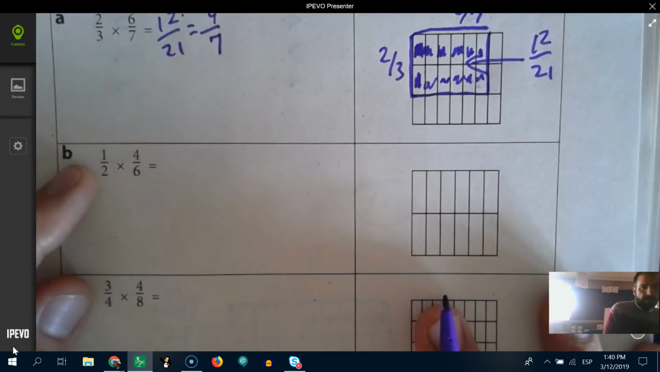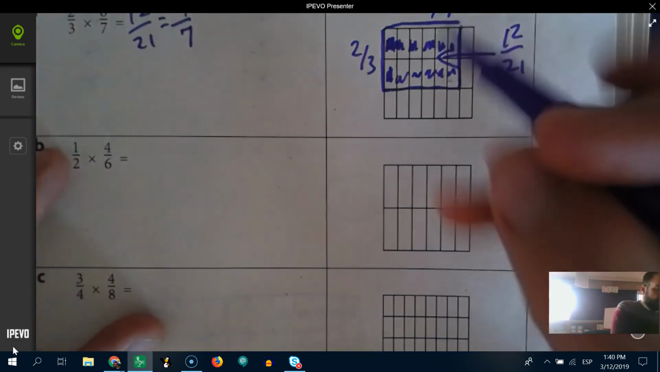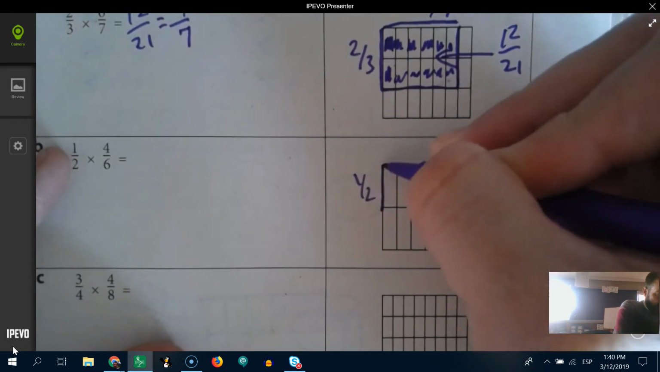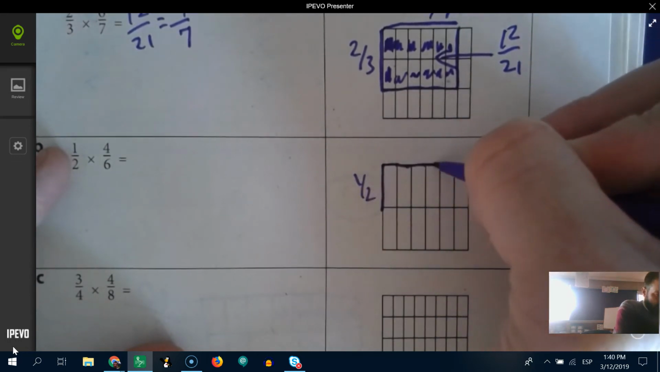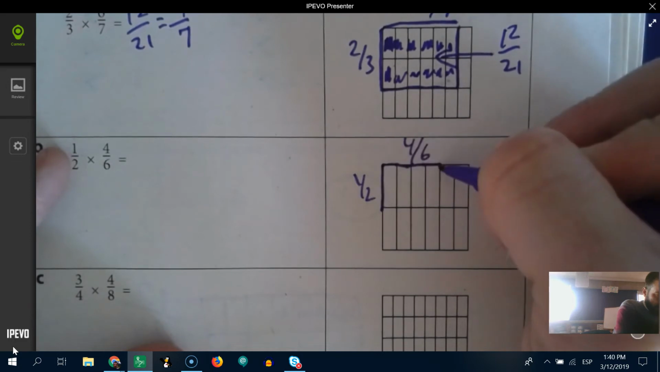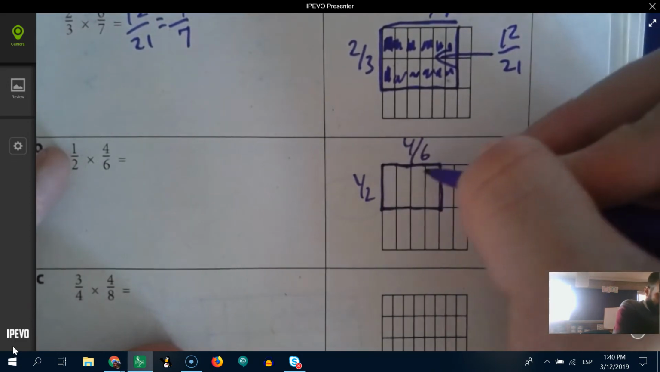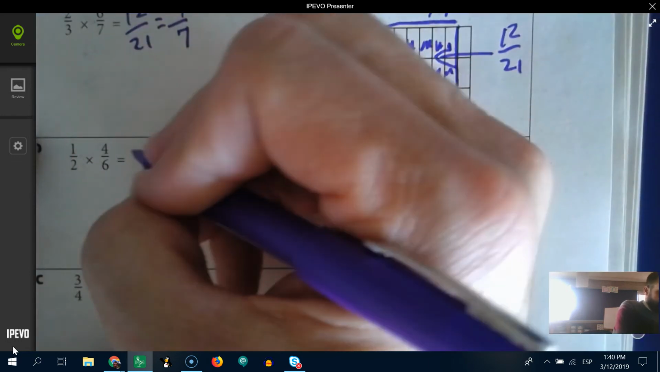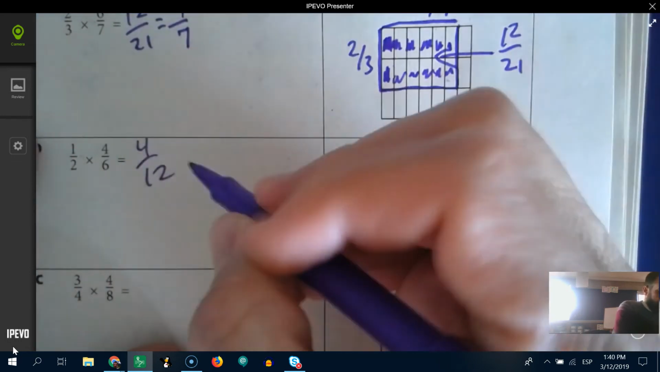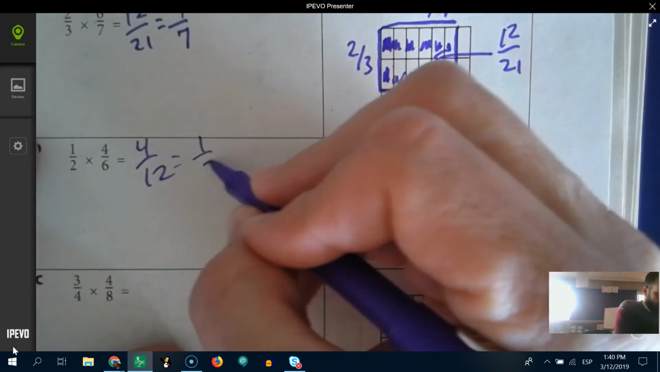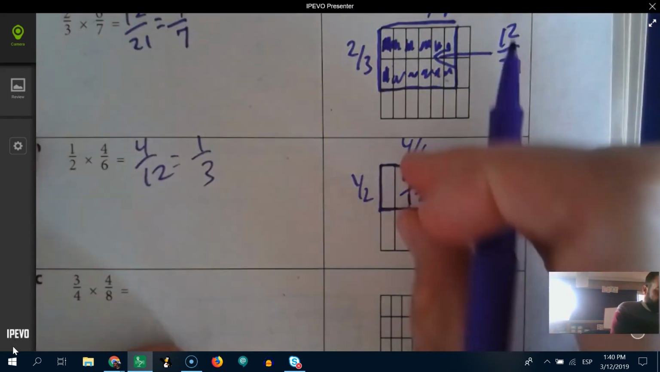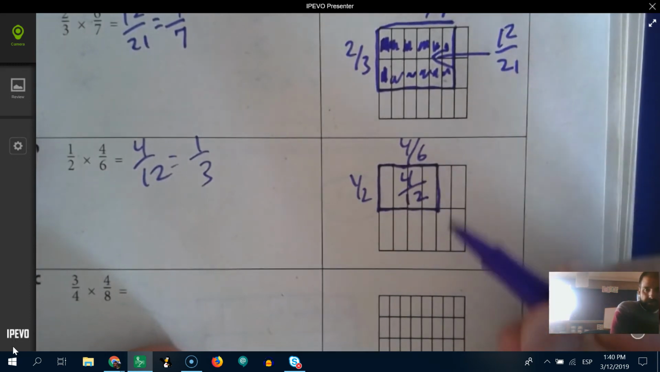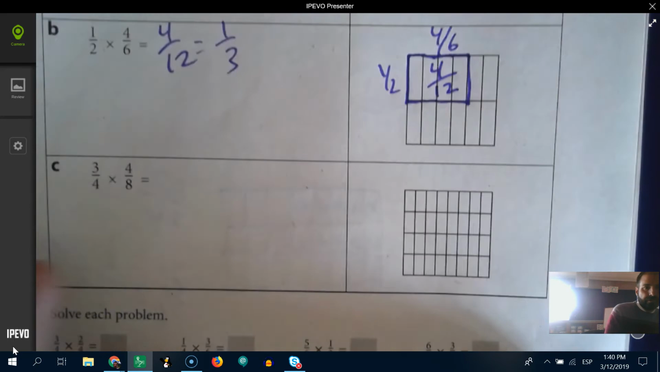Okay, 1/2 times 4/6. We have here 1/2, and here 4/6. And in here is 4/12. Again, we can simplify that to 1/3. You can see there's 1, 2, and then these 3, which shows that it is a third there.